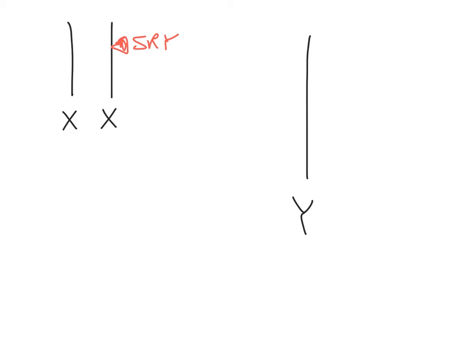So SRY comes from the Y chromosome. It's a gene on the Y chromosome. But there are a lot of other genes that are involved in spermatogenesis that are also on the Y chromosome. So really, if you want to be a male and be able to produce offspring, you have to have more than SRY. You have to have SRY plus at least one other gene that helps you produce functional sperm.